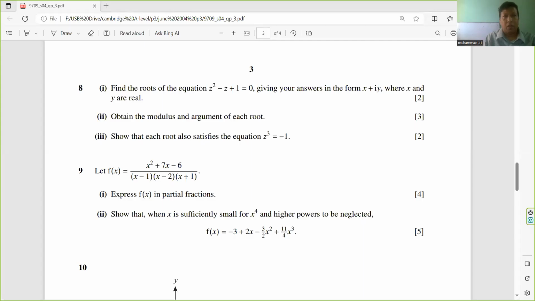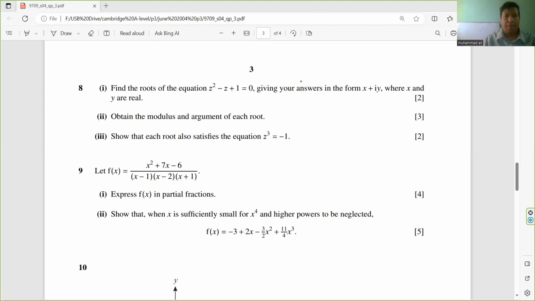Today we will solve one question from Cambridge A-Level P3 book, complex number chapter, June 2004, question number 8. Question number 8, part 1: Find the roots of the equation z squared minus z plus 1 equals 0, giving your answer in the form x plus iy, where x and y are real.